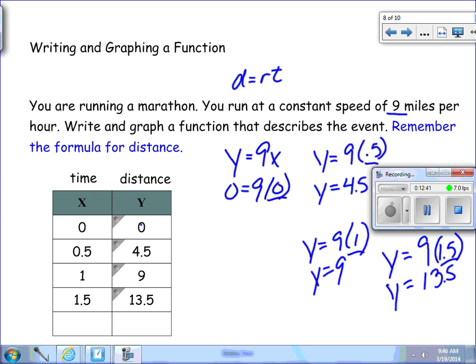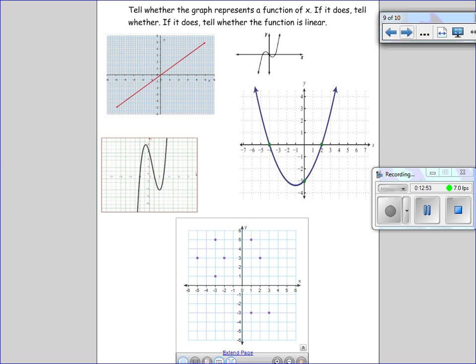So if you were told to plot this time, you would plot it on a coordinate grid, just as we've done in the previous examples. Lastly, you're going to be asked to tell whether the graph represents a function of x. Now, we discussed this at the beginning of the lesson. So as we're finishing up this lesson, we're going to discuss how you can determine if it is a linear function by just looking at a graph.